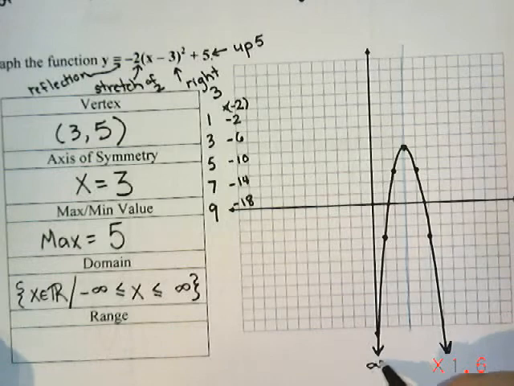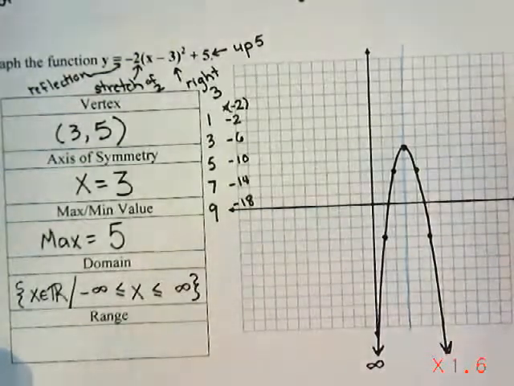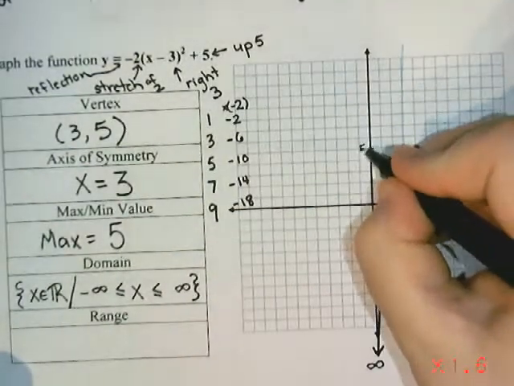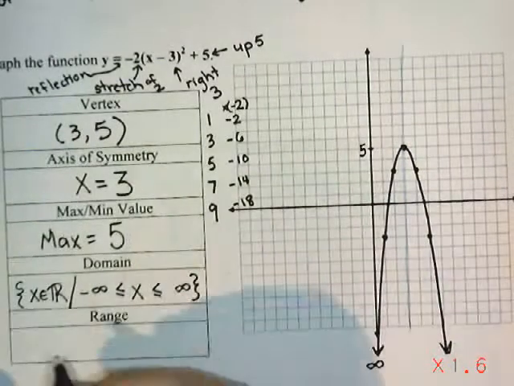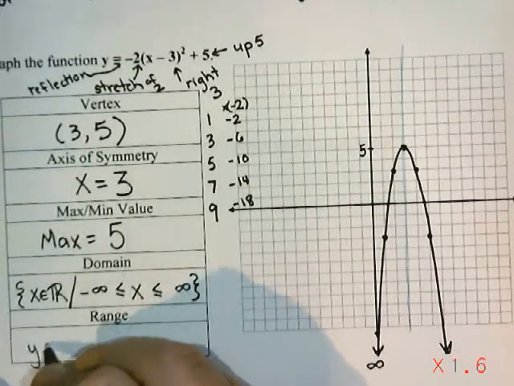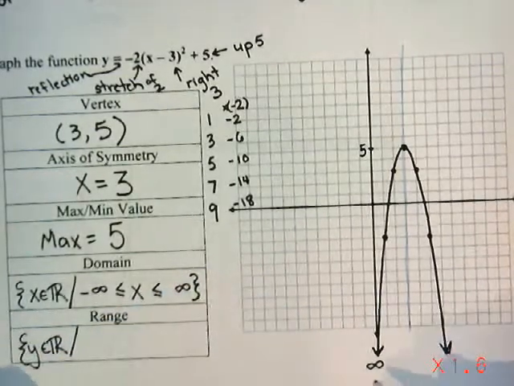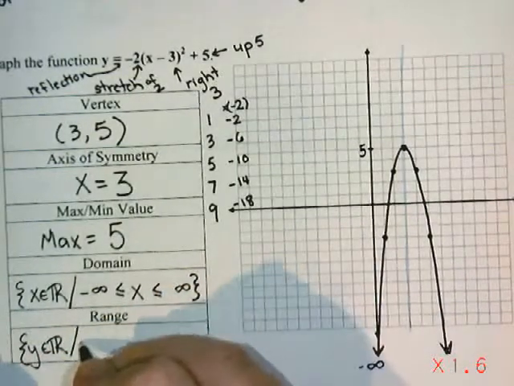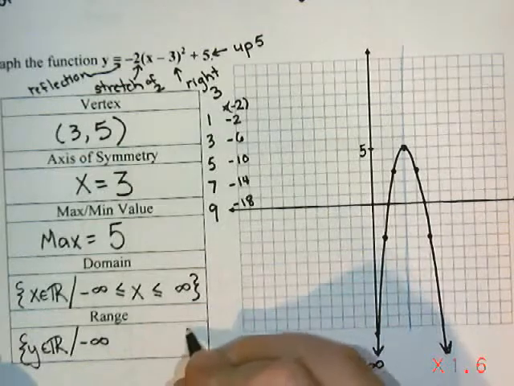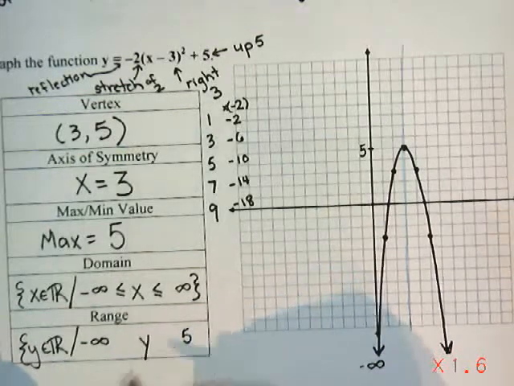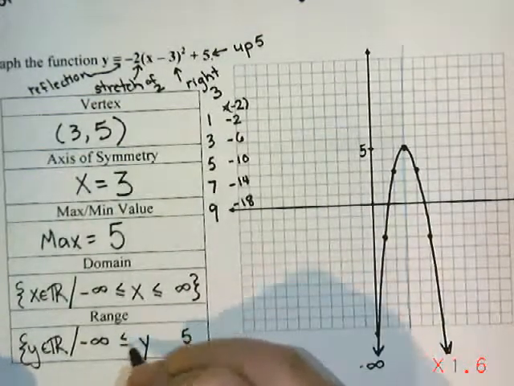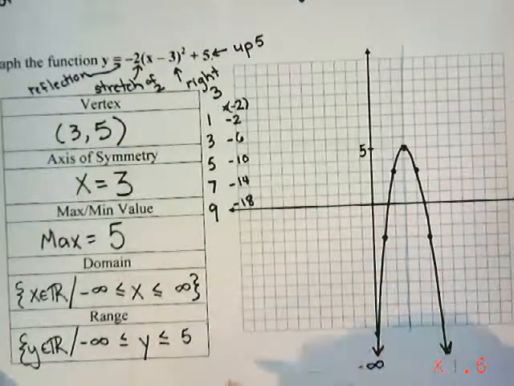Now for the range, we're going to look at our lowest possible value, which would be down here at negative infinity, and our highest possible value, which would be 5. So I'm going to say that y is an element of the real numbers, and then we're looking at all the numbers between negative infinity and 5. And y is in between, and the arrow should point towards the smaller number, which would be the negative infinity.